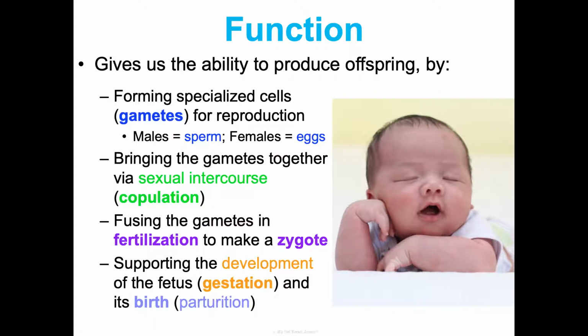And then the reproductive system is also designed specifically in females to support the development of the fetus, which is a process known as gestation, or we often commonly refer to it as pregnancy. And then, of course, the birth of the fetus, or parturition.